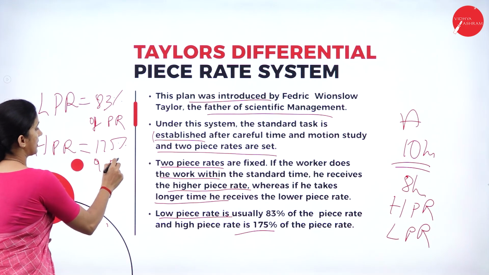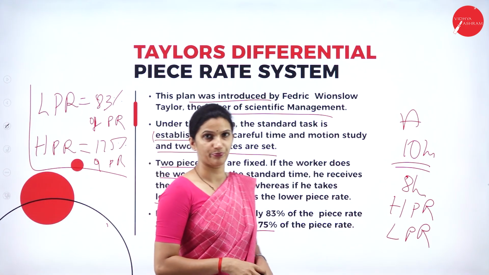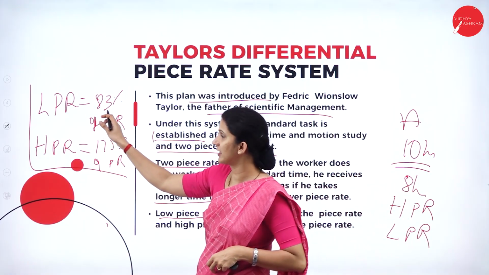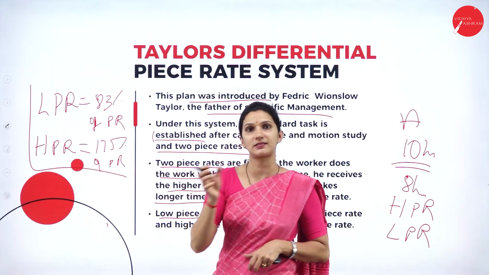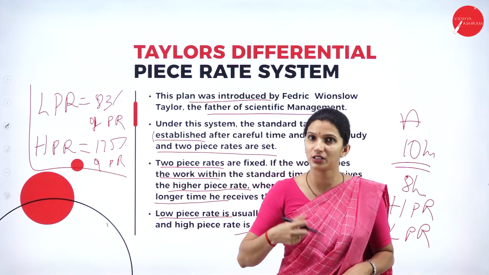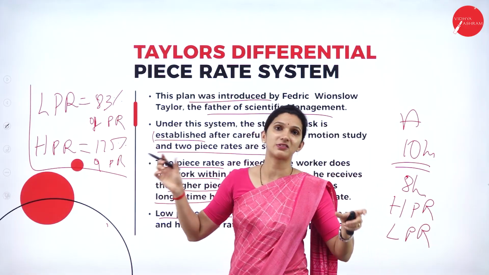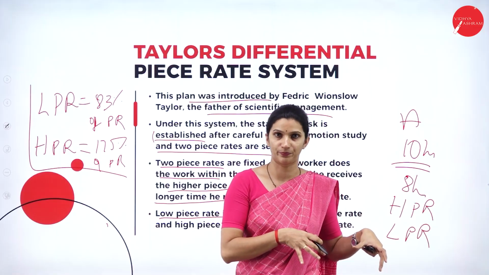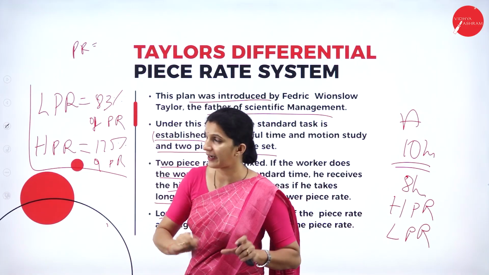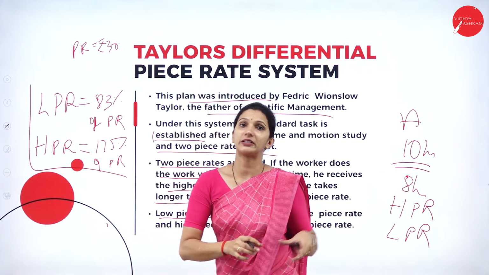of piece rate. So this is important in calculating the piece rate. Sometimes in the question, they will mention what is the low piece rate percentage and what is the high piece rate percentage. So in that case, we will take whatever percentage is mentioned in the question. Suppose that percentage is not mentioned, this is the standard percentage that we need to take. Suppose your piece rate is fixed, that means per unit rate is fixed, suppose it is rupees 30. 30 rupees is the piece rate.